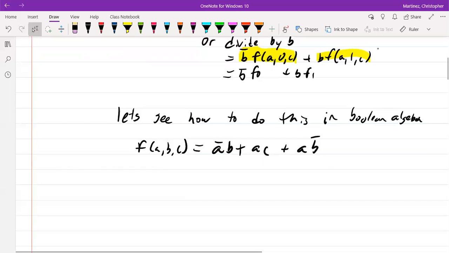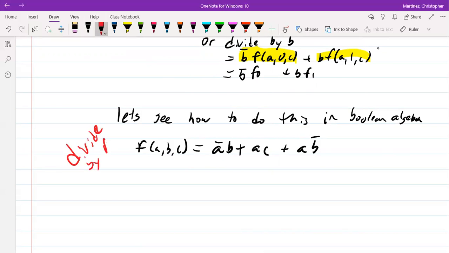So let's say we have this expression right here. In this expression, let's say we're going to divide it by a. I look and I see, okay, here's where I have an a bar. And on this side, these are the parts that have an a with it. So really, that's part of the dividing that's already happening. This is where I'm dividing the two parts. Here's where I'm going to figure out what f0 is. And on this part, this is where I'm going to figure out what f1 is.